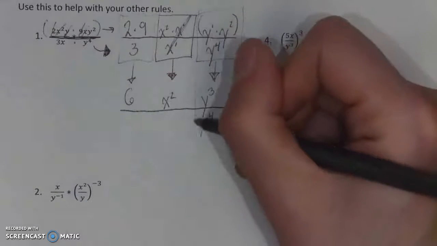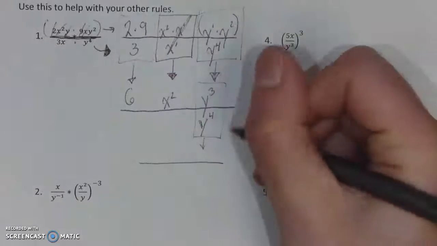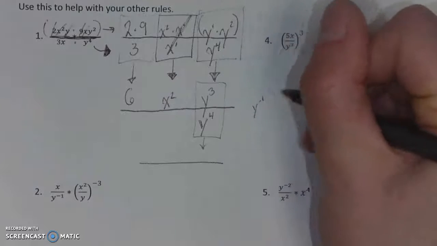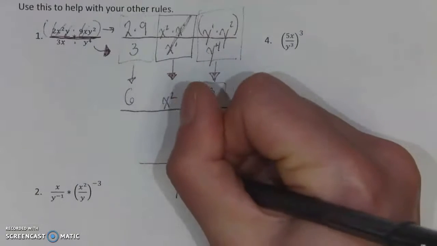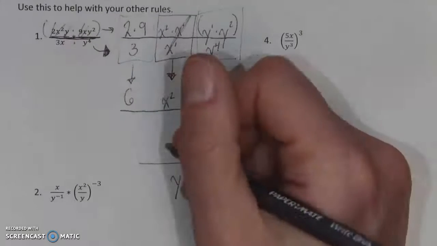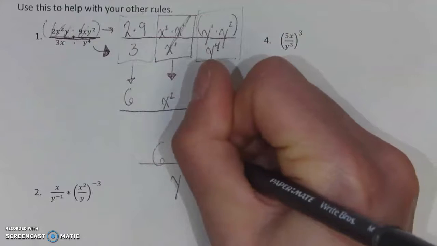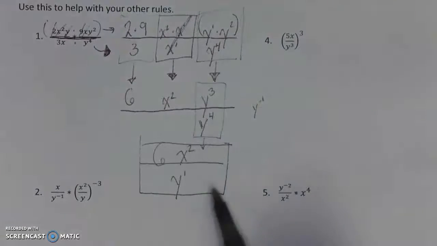If I have y to the 3rd over y to the 4th, what that really is is y to the 3 minus 4, which gives us y to the negative 1. Y to the negative 1 will have to move to the bottom of the fraction, leaving us with y to the first in the bottom. And along the top of the fraction, I still have my 6 and my x squared. This would be my final answer, because I now have everything combined and simplified as much as I possibly can.